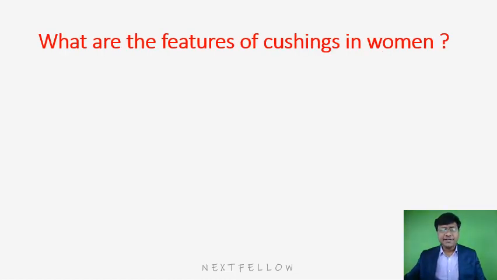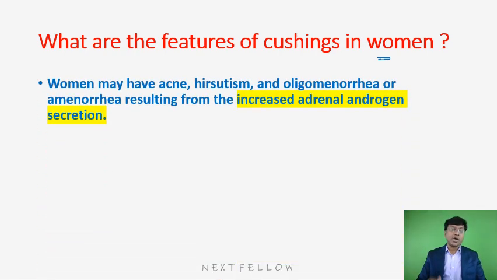Now, what are the features of Cushing's in women? Let me tell you that there is adrenal cortical hyperactivity in Cushing's. Because of adrenal cortical hyperactivity, there will also be an increase in adrenal androgens. Because of the increase in adrenal androgens in women, these adrenal androgens will cause the features of virilization. They will have acne, hirsutism, oligomenorrhea, and as well as amenorrhea. So these are the features of Cushing's in women.